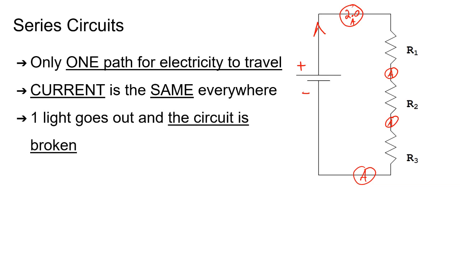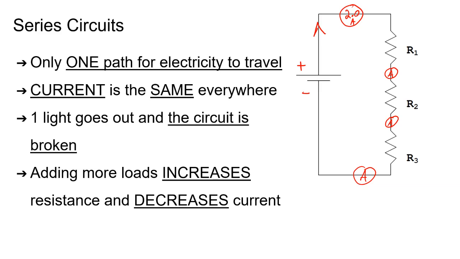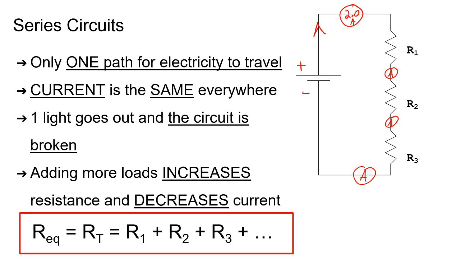Okay, if one light goes out, the circuit is broken. Again, that's why we don't really use these in homes because, well, we have many lights or many loads that are attached to one circuit. And then as we add more loads, it increases the resistance and decreases the current. Okay, and we quantify that with the following formula.